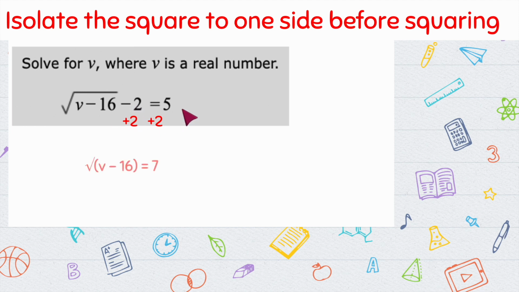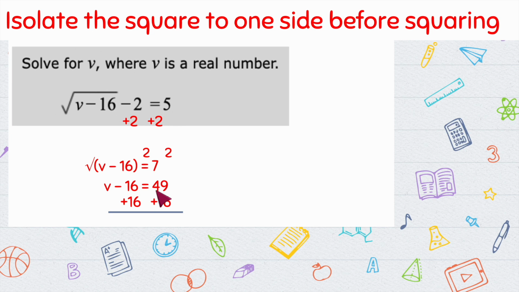So if I add 2 to both sides, now I have the square root of v minus 16 on the left, and 5 plus 2 got me 7. So now I can square both sides. So a square root times itself is just the inside, v minus 16, comes out, and 7 squared is 49. So now I do have one more step here.